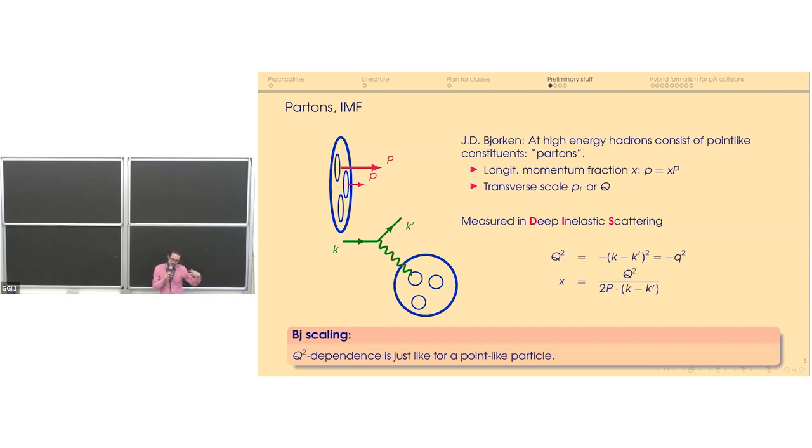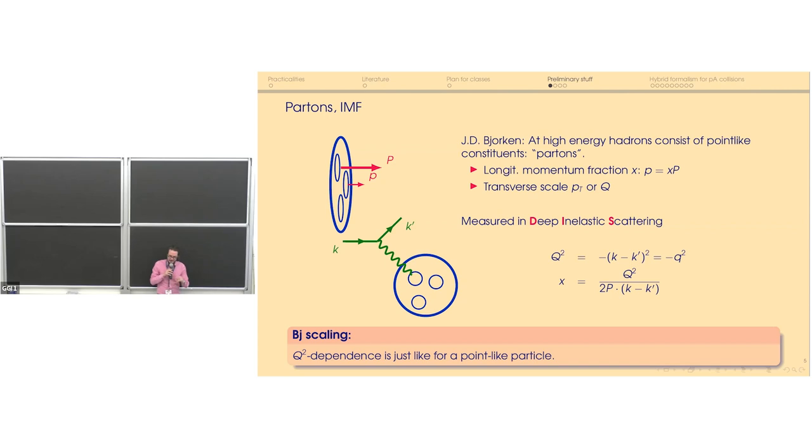Because you're boosting the whole thing to high energy, the partons are also, to first approximation, collinear. So they carry some fraction of the longitudinal momentum of the parent, and there is some transverse momentum scale or some Q squared hardness scale. What I find very useful is to think of x always as a longitudinal momentum, and Q squared, for example in DIS, as a transverse momentum scale. You can do it in any frame, but for me it's useful.